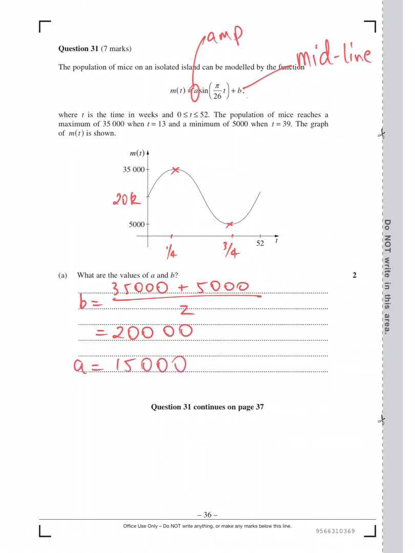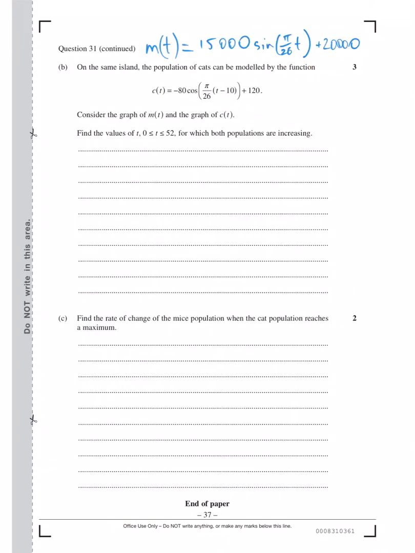Because A is my amplitude, how much higher and lower than the midline I go, and B is the midline that I keep coming back to here. So this midline that we'll end up back with after 52 weeks, a whole year, when we're back at the same place we started, and after 26 weeks or 6 months, halfway through the year, we'll end up back at that 20,000 population again.